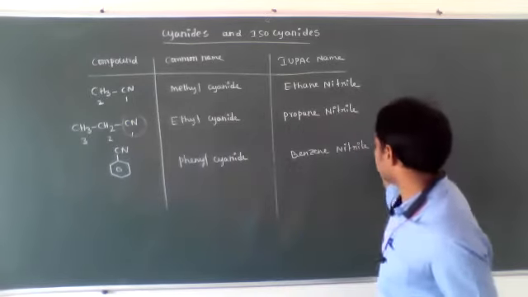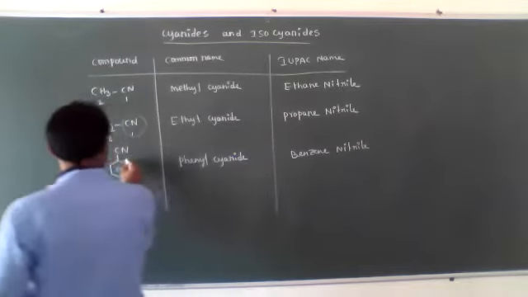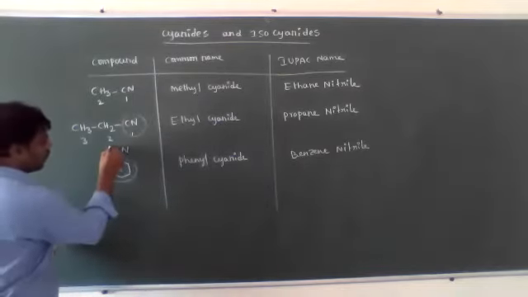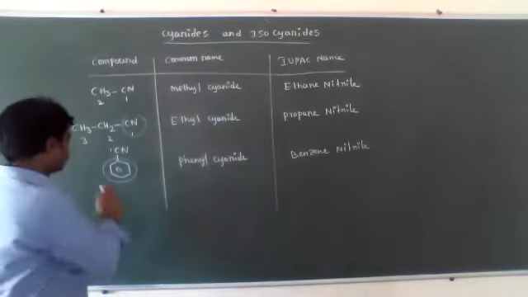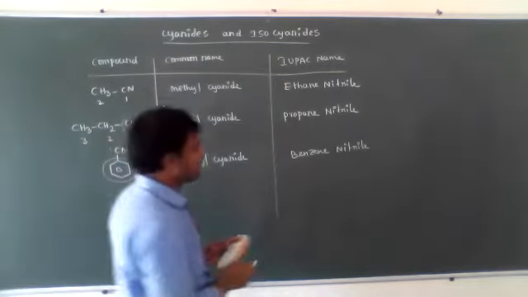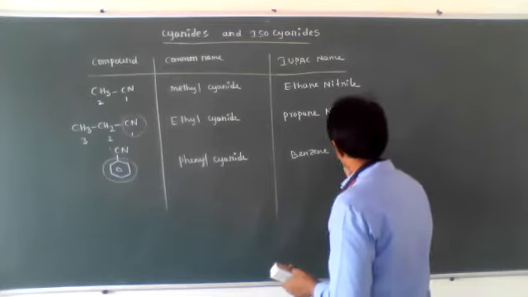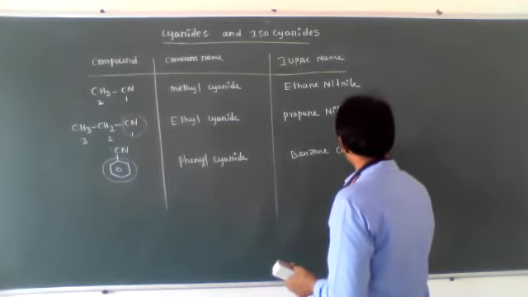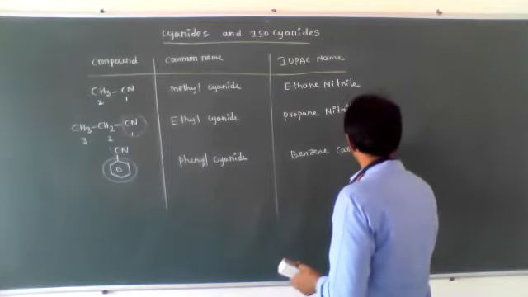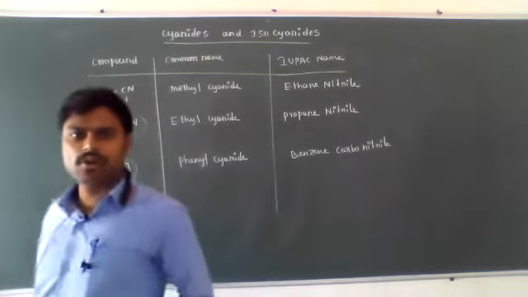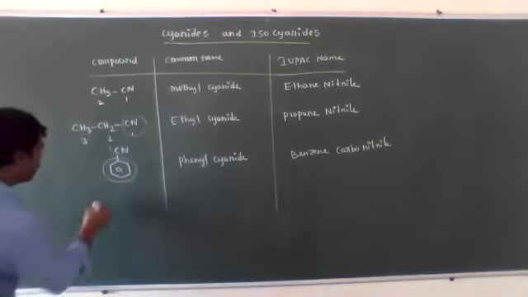See here, this benzene ring is attached to CN group. This carbon also we need to count. That's why its IUPAC name is benzene carbonitrile. Benzene carbonitrile. Let's see isocyanides.